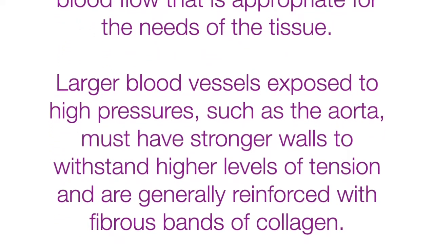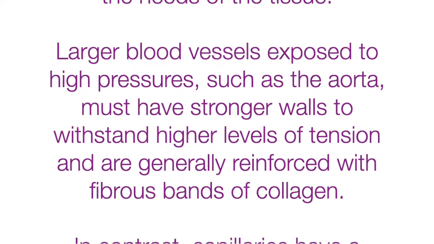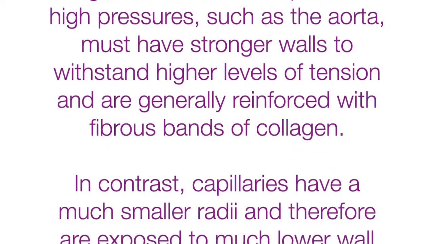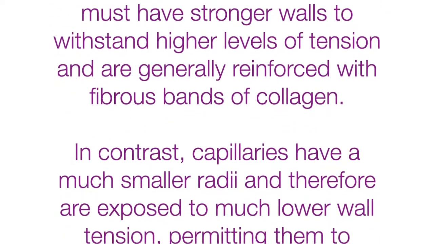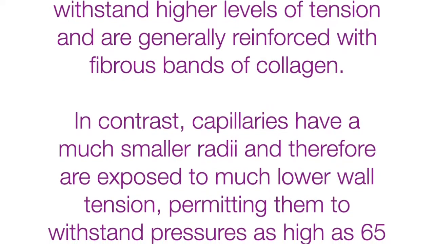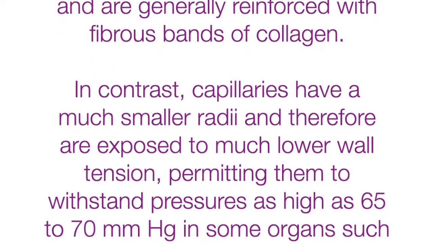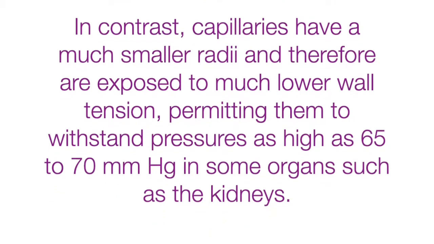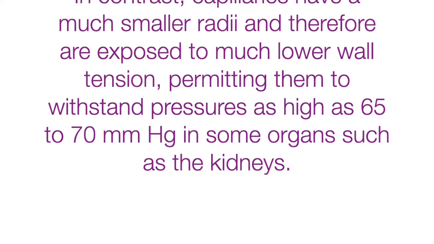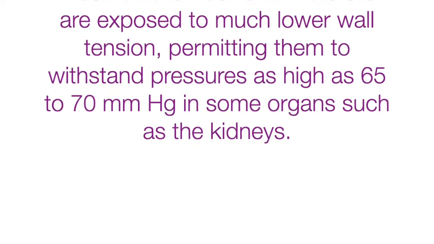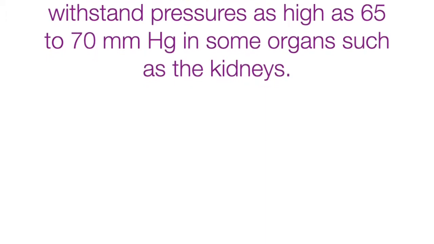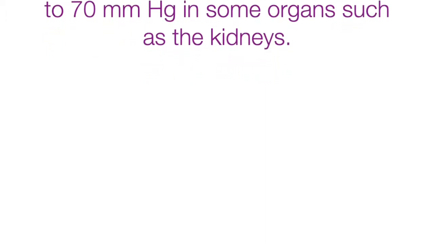Larger blood vessels exposed to high pressures, such as the aorta, must have stronger walls to withstand higher levels of tension and are generally reinforced with fibrous bands of collagen. In contrast, capillaries have much smaller radii and therefore are exposed to lower wall tension, permitting them to withstand pressures as high as 65 to 70 mm in some organs such as the kidneys.